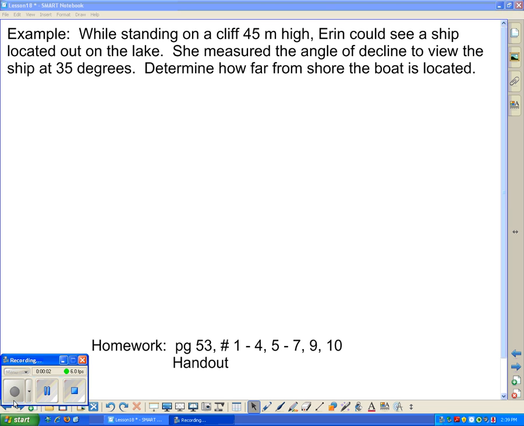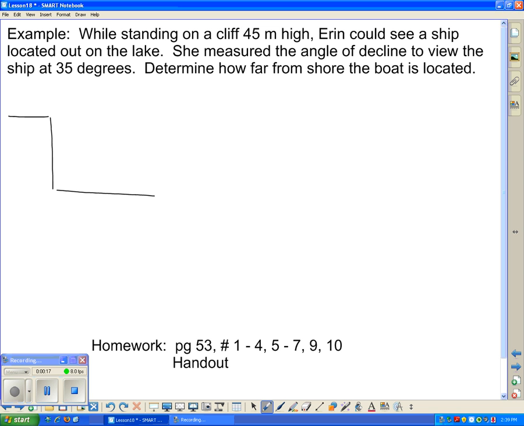Okay, the final review example, very, very quickly. While standing on a cliff 45 meters high, Erin can see a ship located out on the lake. She measured the angle of decline to view the ship at 35 degrees. So the big thing here when you're reading through the questions is that whole angle of inclination and decline.